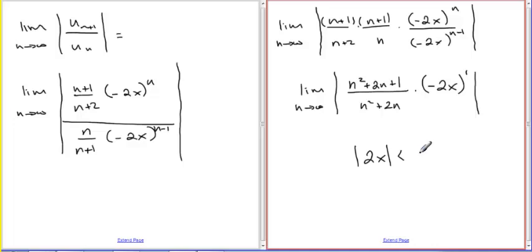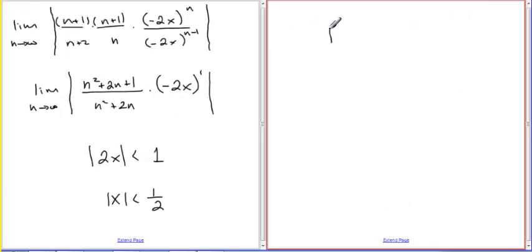has to be less than 1. And so if we divide by 2, we get that the absolute value of x has to be less than 1/2. So r equals 1/2. That's the radius of convergence. And then we take this inequality involving absolute value, and we do the negative and the positive values there. Okay, so that's our interval of convergence, except we do have to check the endpoints.